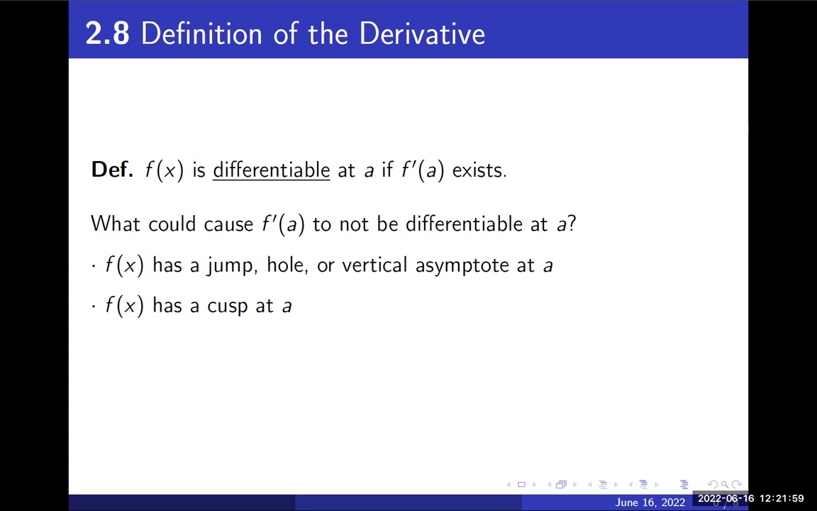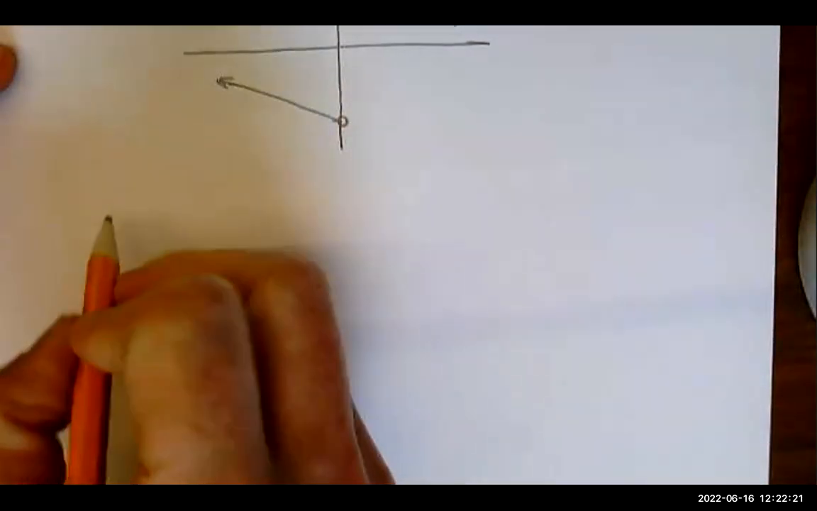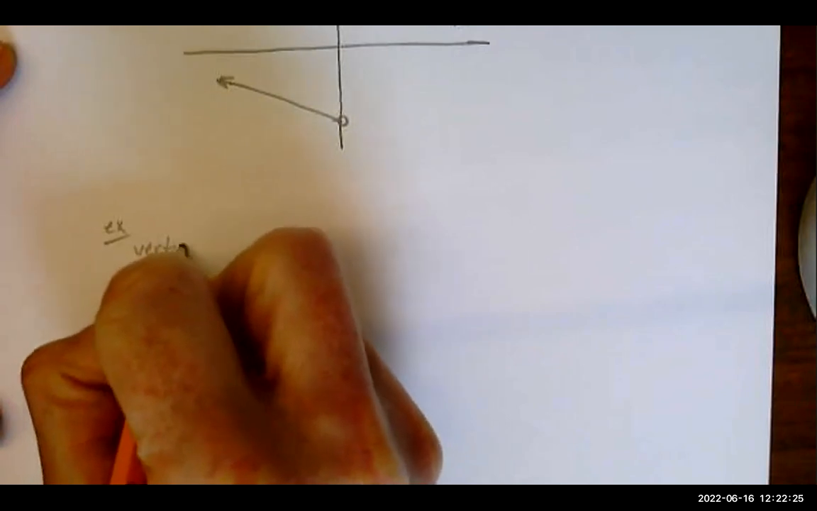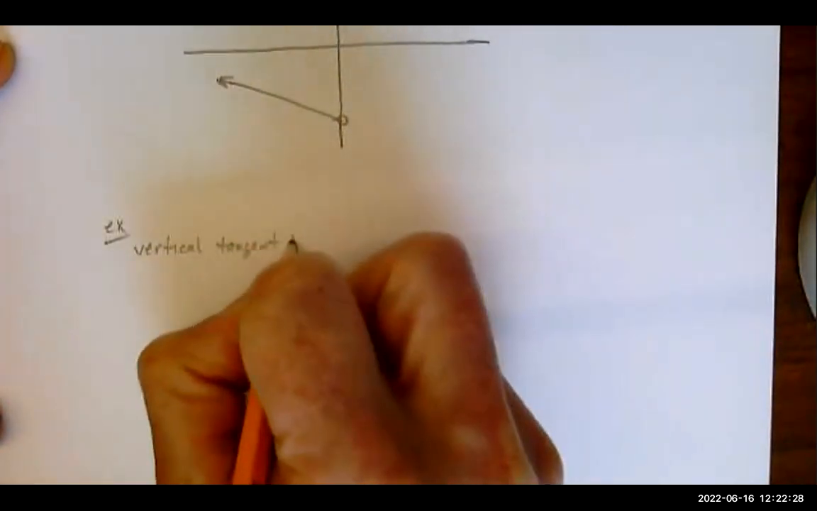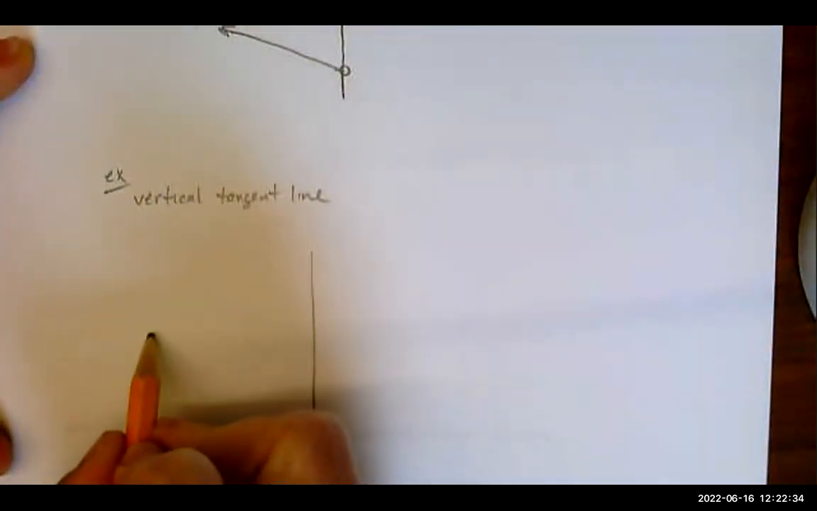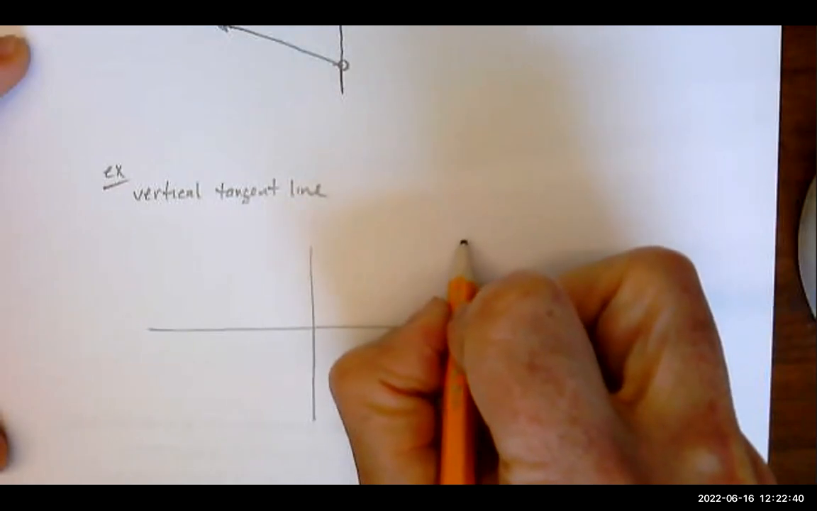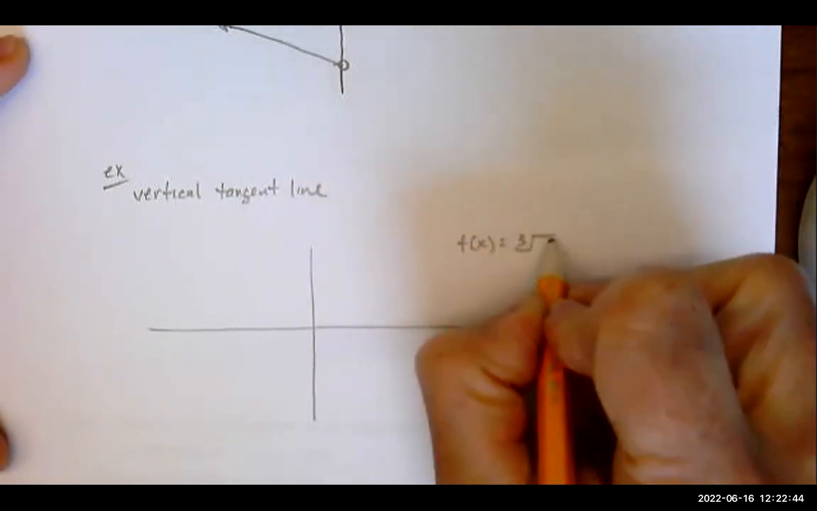There actually is one more unusual case where your derivative would not exist. And that's if f of x has a vertical tangent line at A. Let me draw you a sketch of a vertical tangent line. A good example is something like f of x equals the cube root of x.